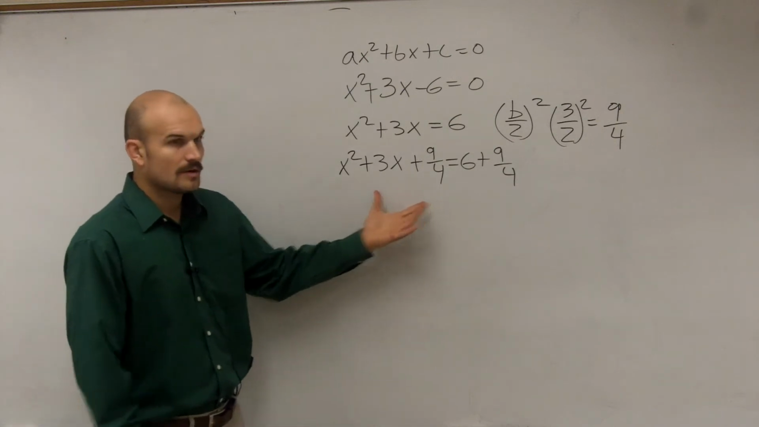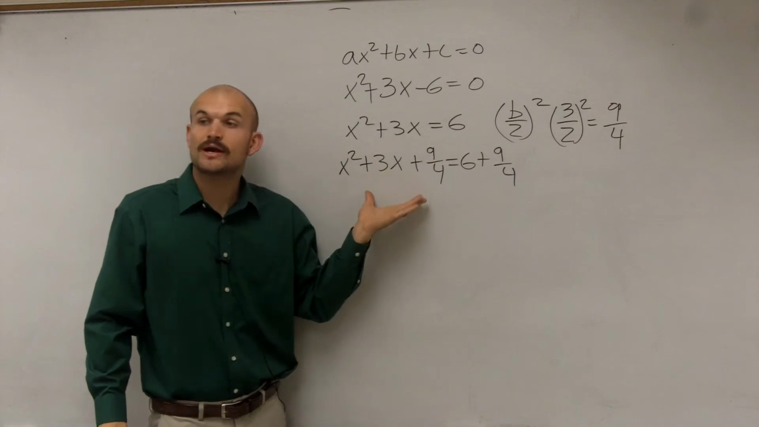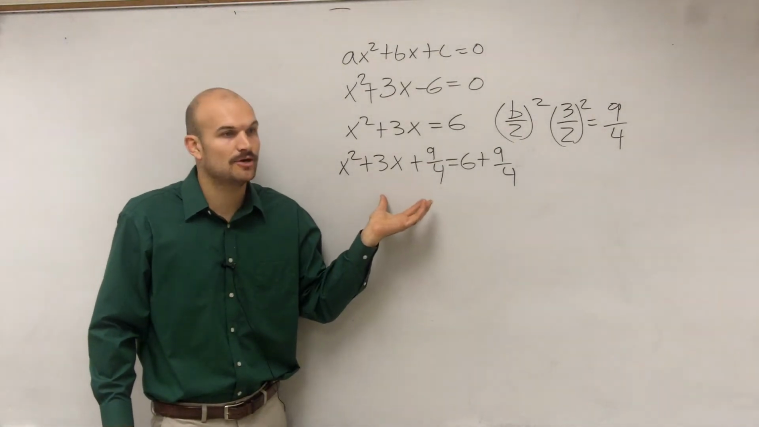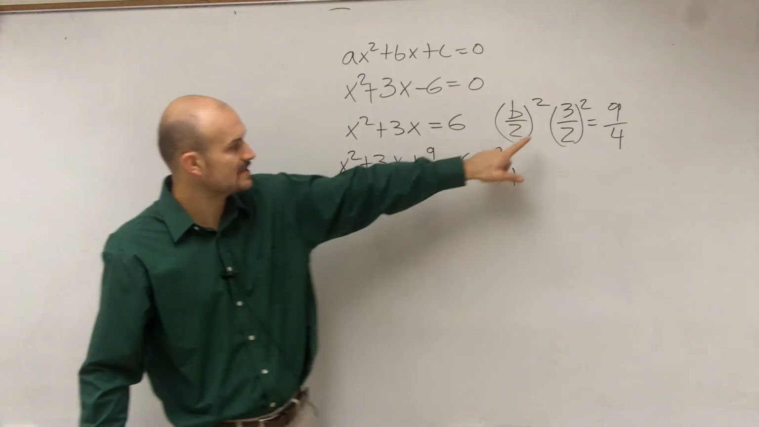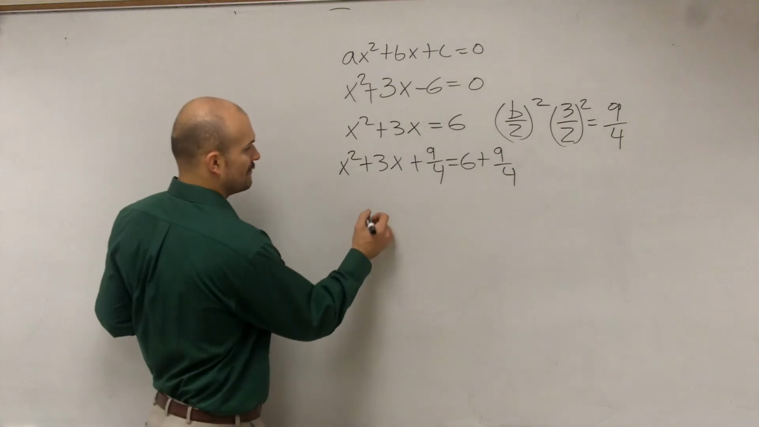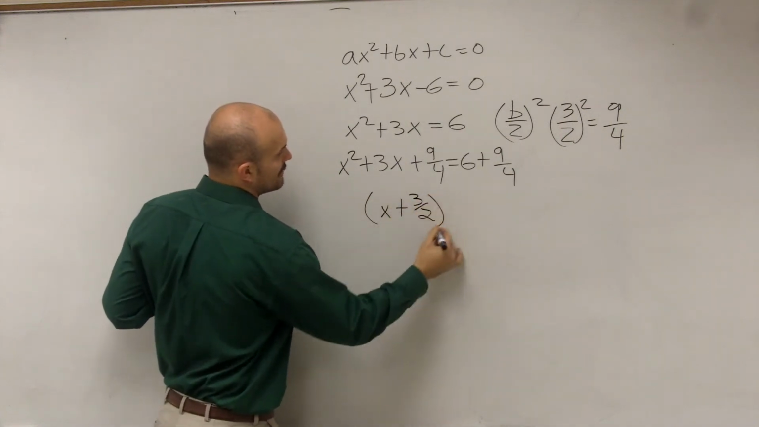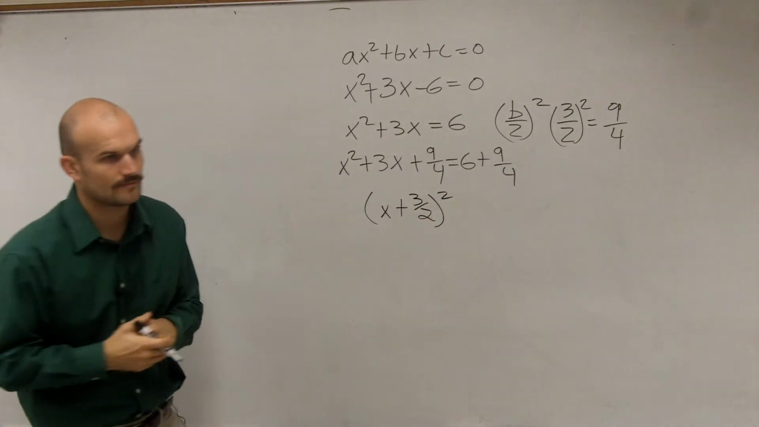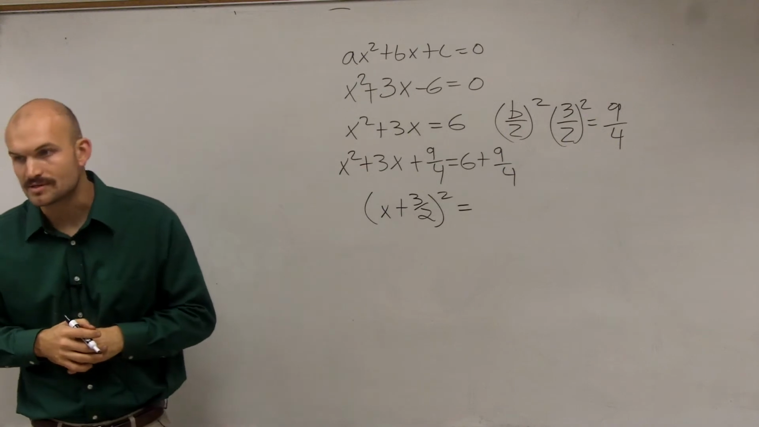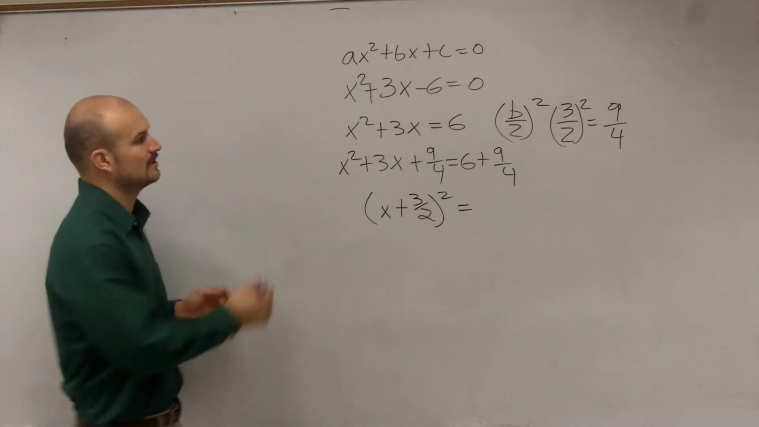So now I have a perfect square trinomial over here. What is that going to be as a binomial squared? Well, remember, we take your b divided by 2, and that's going to be your term. So therefore, this is x plus 3/2 squared. Then that equals 6 plus 9/4. I don't want to see fractions. Let's go ahead and see what that's going to work with.